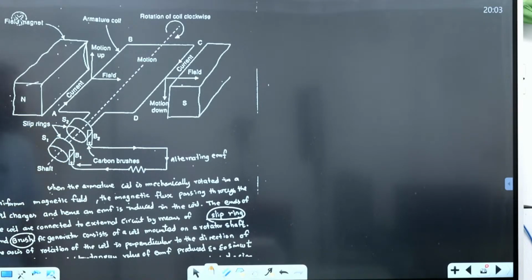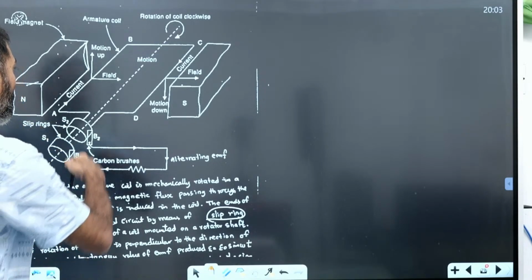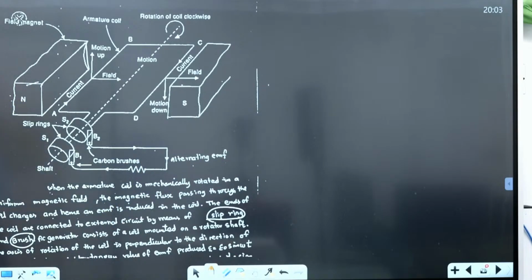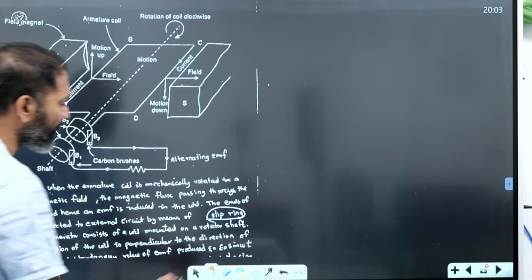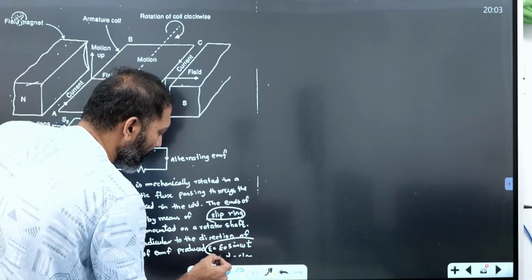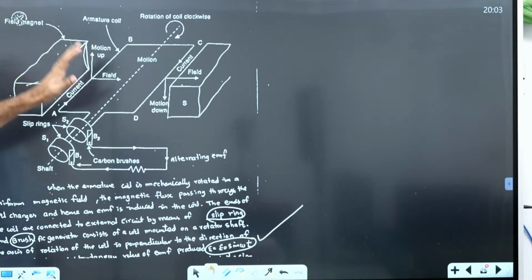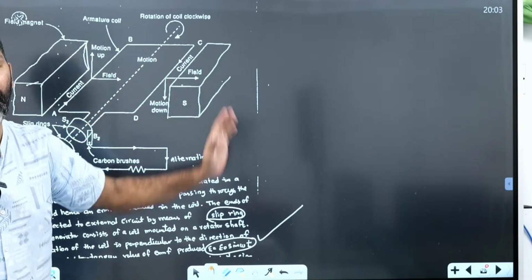AC generator consists of a coil mounted on a rotator shaft. It is a shaft based on this, it rotates. The axis of rotation of the coil is perpendicular to the direction of the magnetic field. The induced EMF will be produced according to the equation E is equal to E0 sin omega t. Please note down, the figure is very important.